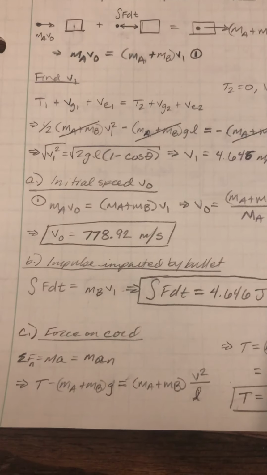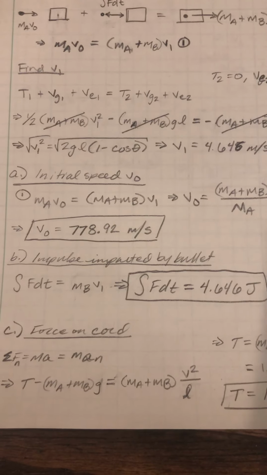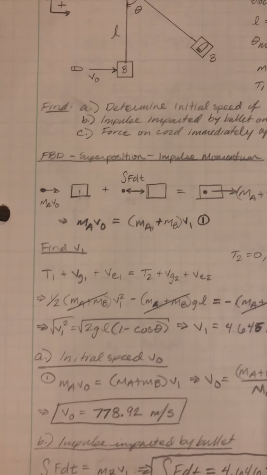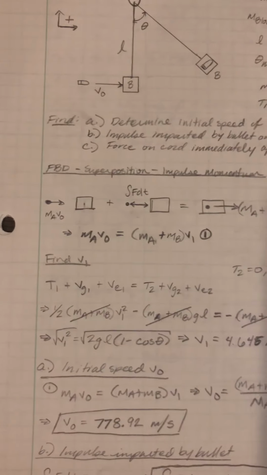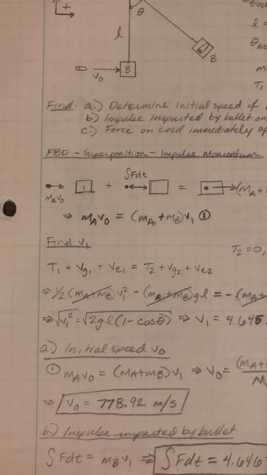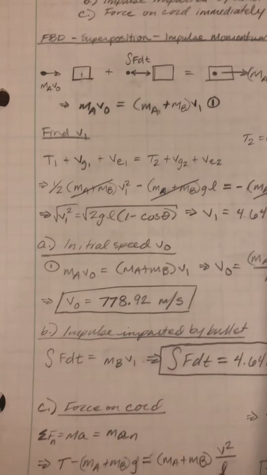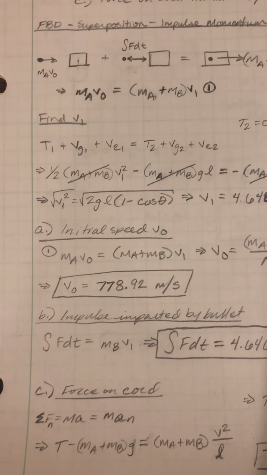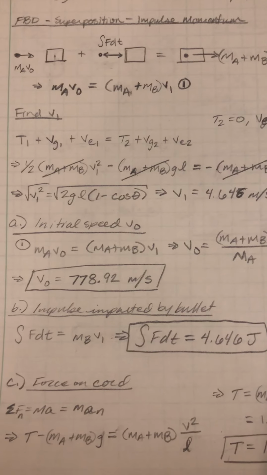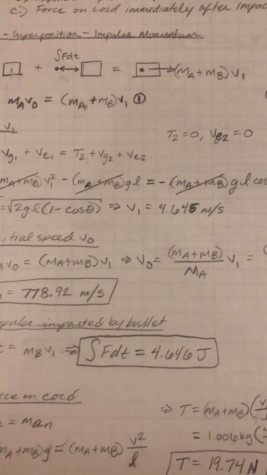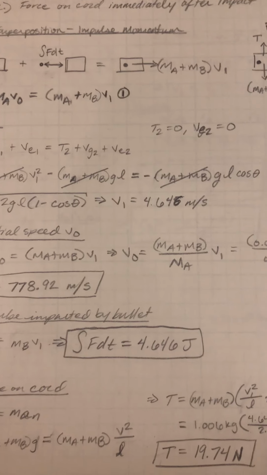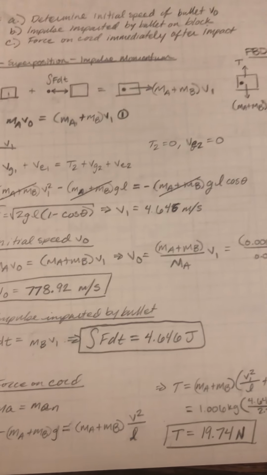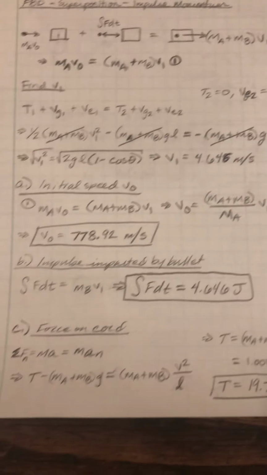For part B, finding the impulse imparted by the bullet, we use the integral of F dt is equal to m sub b times V1. So it ends up being 4.646 joules, as the mass of the block is equal to 1 kilogram.